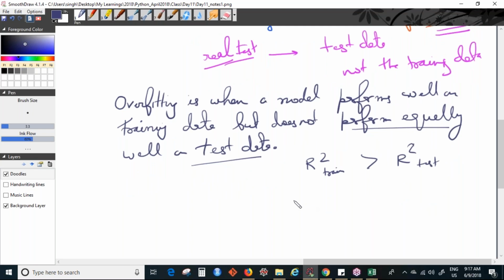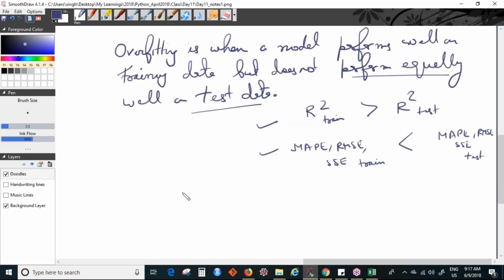Or when your MAPE or RMSE or SSE of train is less than the MAPE, RMSE or SSE of test. So whenever any of these two is true, that means your model has overfit.